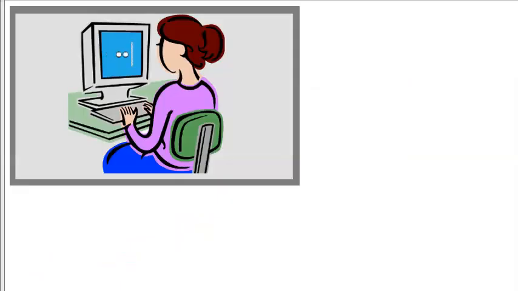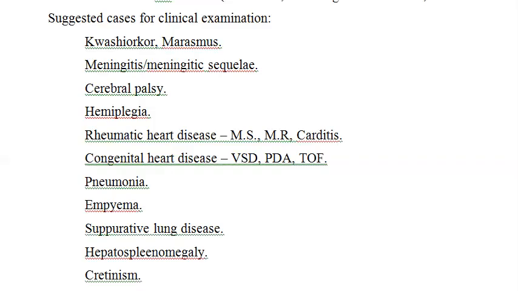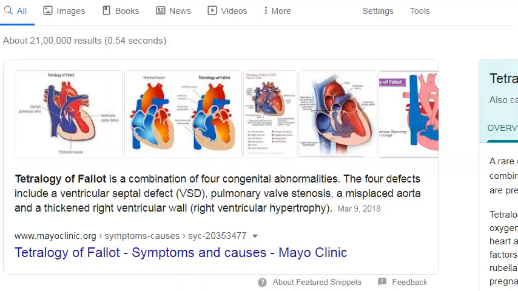Guys, now we have reached a very important point. Please look at this. These are the cases they will give you. So one of these cases it will be, you should be able to examine them clinically. Kwashiorkor, marasmus, meningitis, meningitic sequel, cerebral palsy, hemiplegia they can give you, rheumatic heart disease they can give you, MS, MR, carditis. Look at all this: mitral stenosis, mitral regurgitation, carditis, all this you should know. Congenital heart diseases, ventricular septal defect. What's PDA? Patent ductus arteriosus. TOF, it is tetralogy of Fallot, okay, spelling if you want to be perfect.